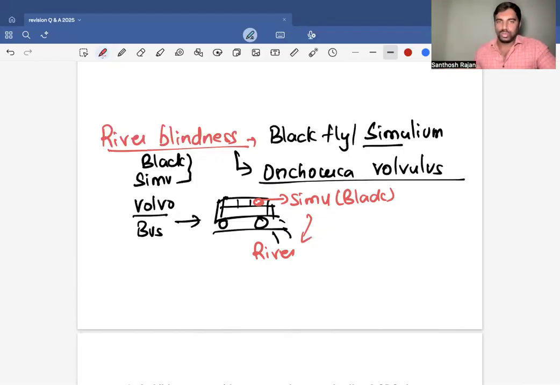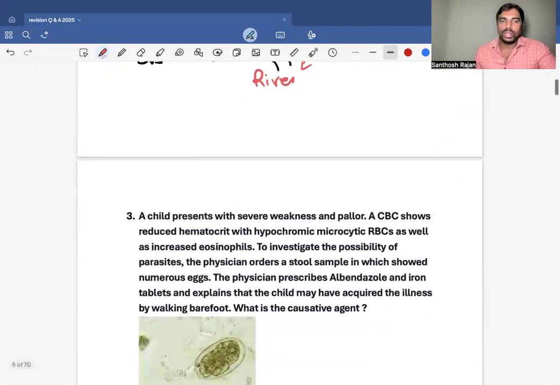So river blindness is Onchocerca volvulus, but your Loa loa is causing an eyeworm, basically it's an eyeworm, Calabar swelling. That's all. This one you have to remember. So these are important points.